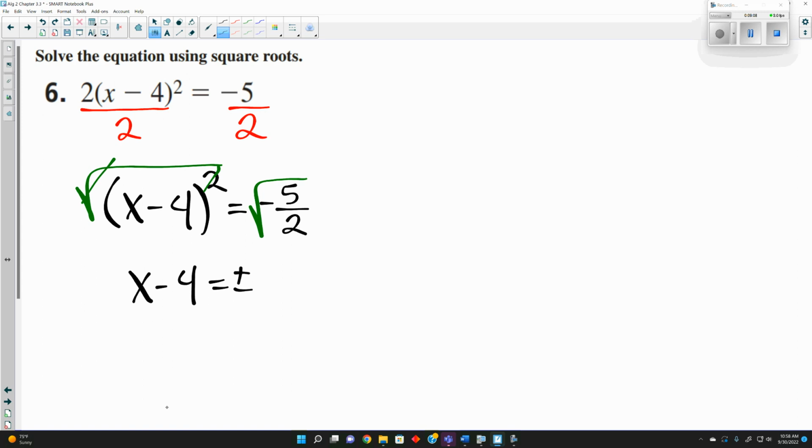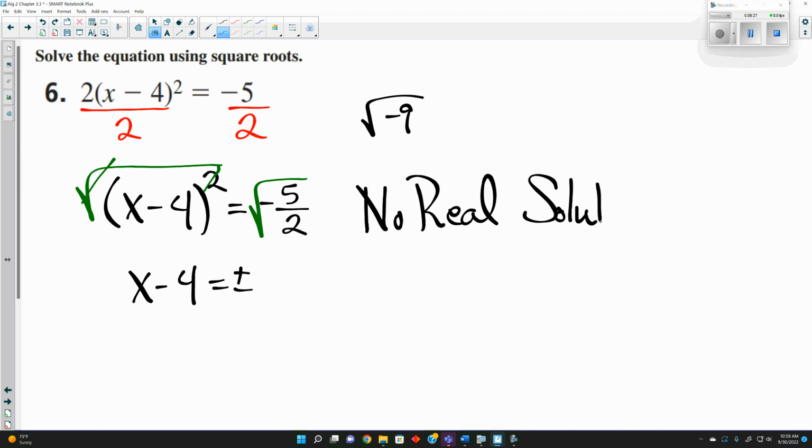But if we said it was, say, the square root of negative 9, negative 3 times negative 3 is what? 9, positive 9. 3 times 3 is positive 9. So since this is negative, here we have no real solutions. Because if we had graphed this equation, we would have seen a graph that does not cross the x-axis.